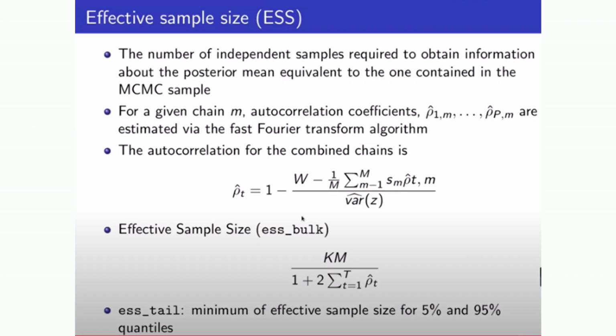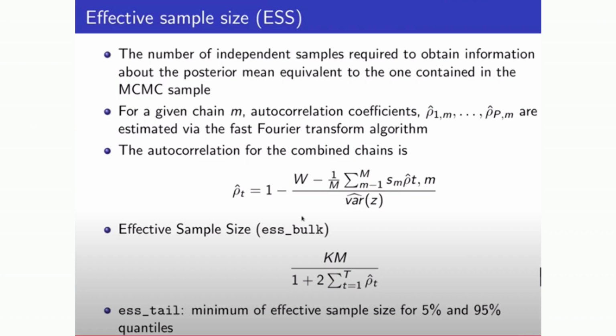Next, we compute the autocorrelation for the combined chain at lag t as follows: 1 minus the variance minus autocorrelation multiplied by the variance of the chain and divided by the overall variance. Finally, the effective sample size, ESS, reported as ESS bulk, is calculated as the total number of iterations across all chains, which is the number of chains times the number of iterations per chain, divided by 1 plus 2 times the sum of a certain number of autocorrelation coefficients.